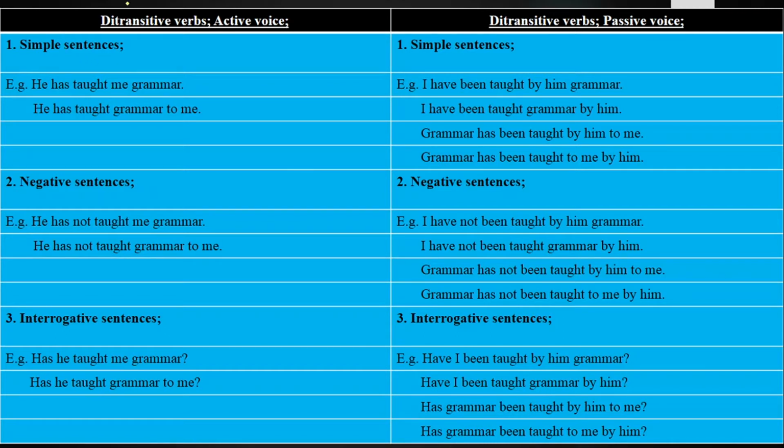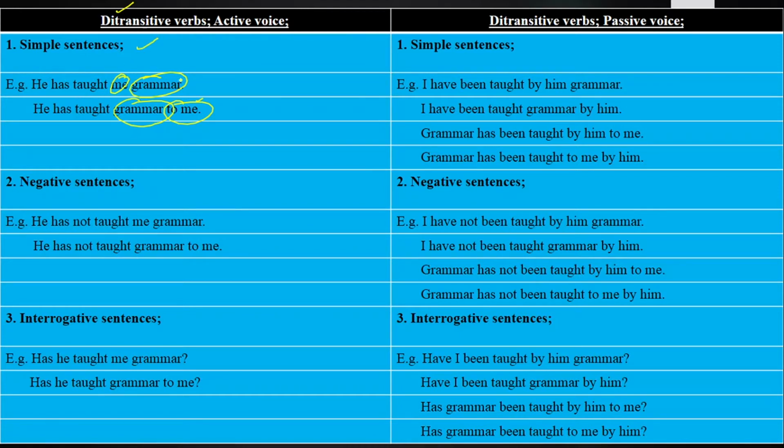As we have learned, ditransitive verbs are those verbs which need two objects and can be changed from active voice into passive voice. These are the two objects, me and grammar. And if you want to bring grammar first, then after that you have to use a preposition with that. In passive voice, we can change them from active voice into passive voice in how many ways? Into 4 ways. Simple sentences which make simple statements.